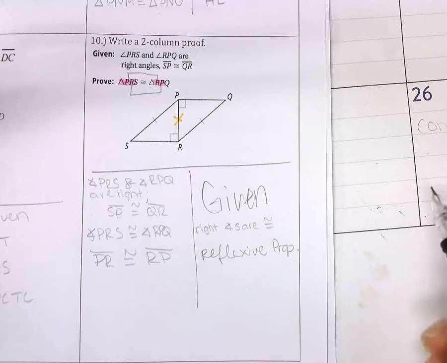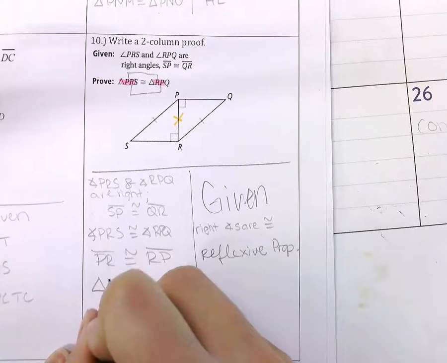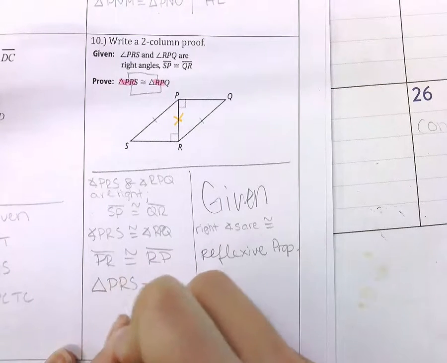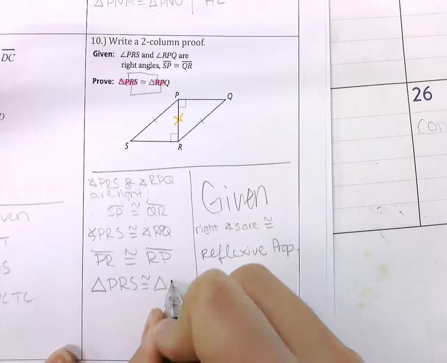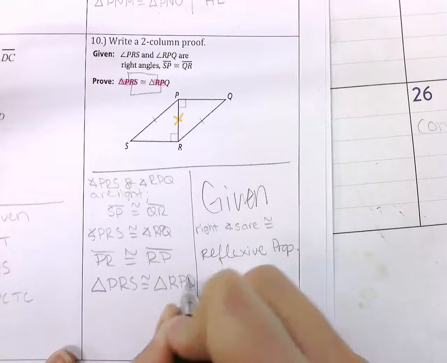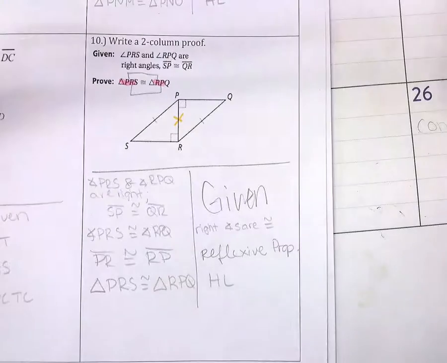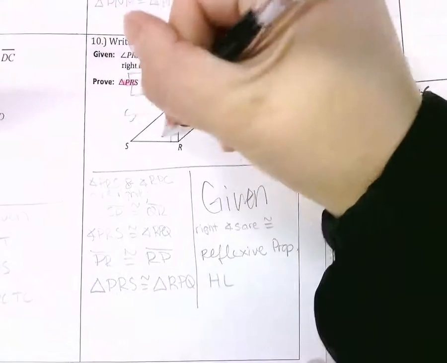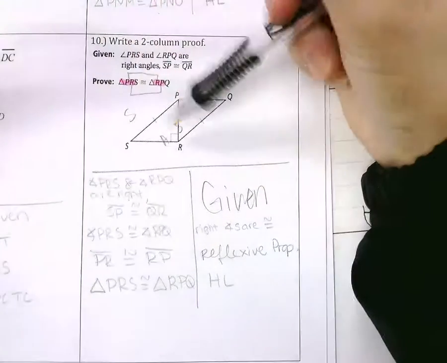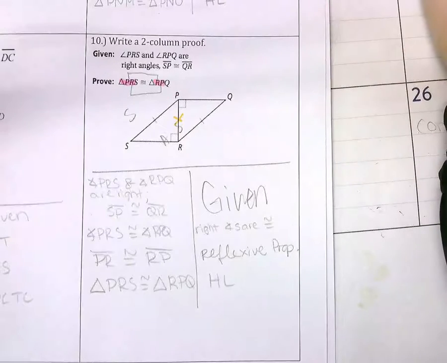Do we have enough information to prove the triangles are congruent? Yes, by side angle side. No, it's HL, hypotenuse leg. You have to be careful with your SAS. Because we do have a side, an angle, and a side here, but it's not the included angle. So we can't use SAS.